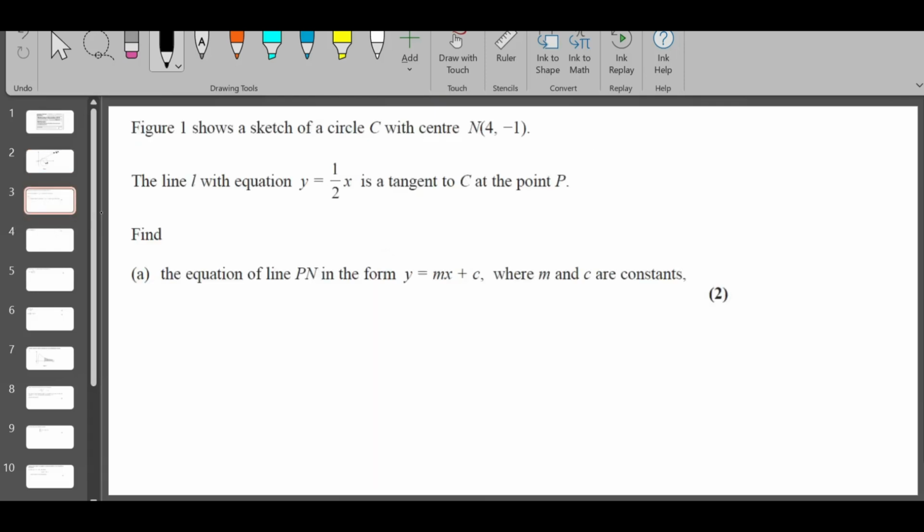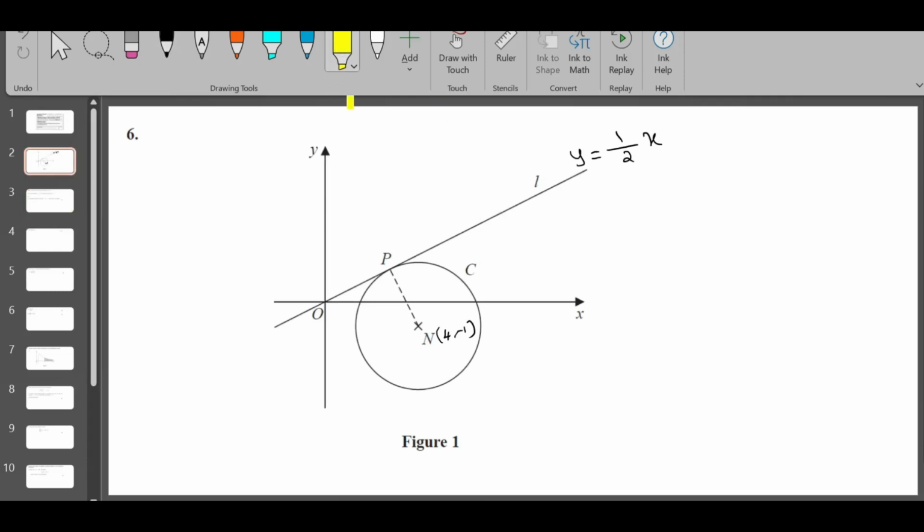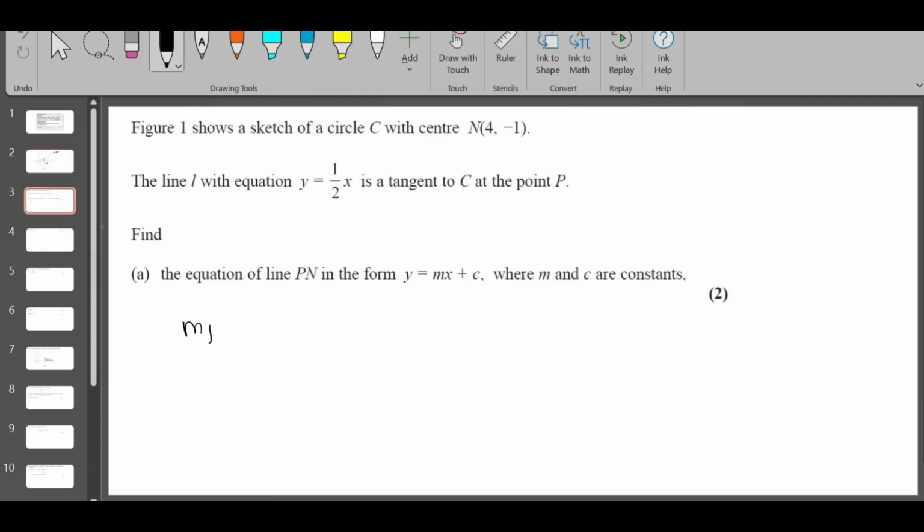Find the equation of the line PN in the form of this. The tangent is always perpendicular to the radius, right? So the slope of the tangent is 1 over 2 from this line. Since the radius, the line PN, is perpendicular to this, the slope of PN will be the negative reciprocal of this, that is -2 over 1.